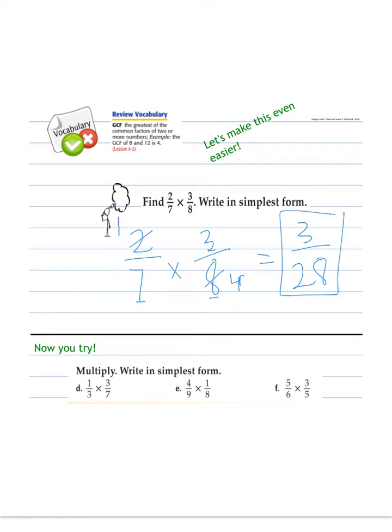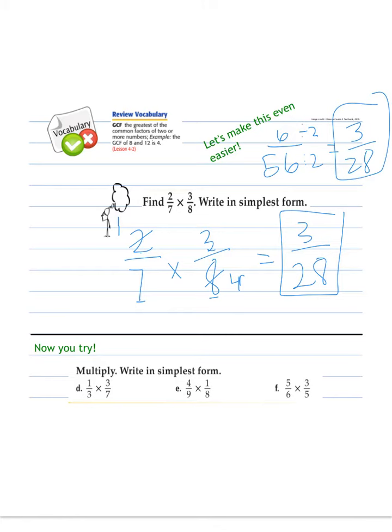Now if we didn't simplify that from the start, 2 times 3 is 6, 7 times 8 is 56, and if we divide both of those by 2, so now we're simplifying them, 3/28.